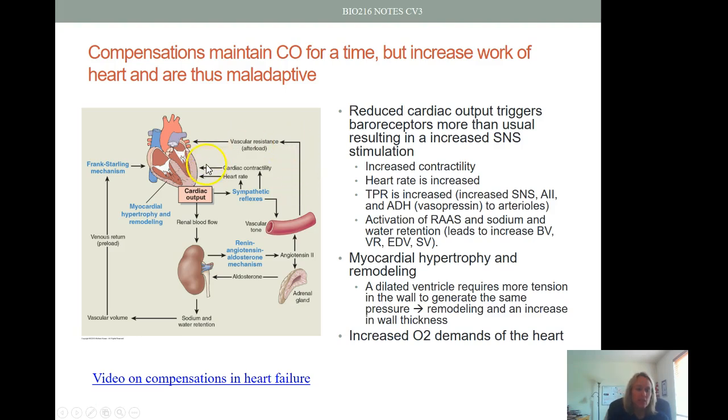We can see how the heart rate and the increased contractility are going to increase the work of the heart. And then also, if we cause an increase in vascular resistance, this is going to increase the afterload and increase the work of the heart.